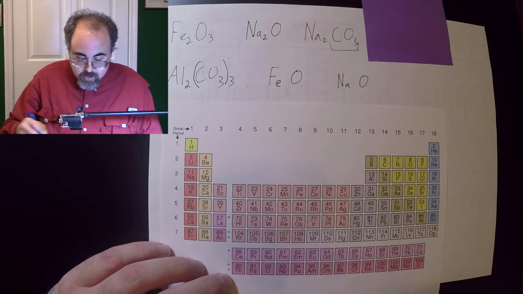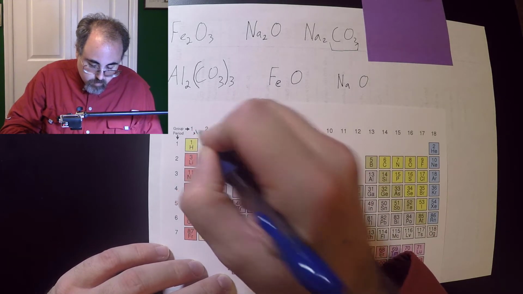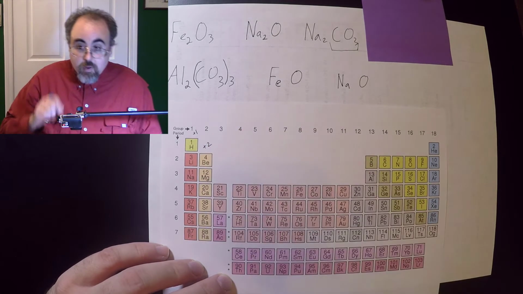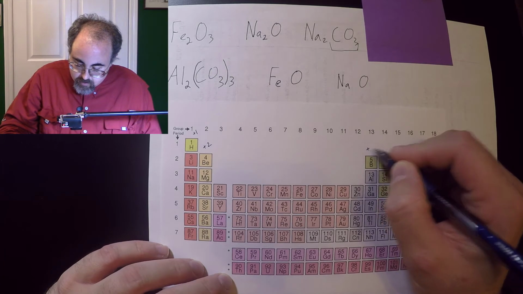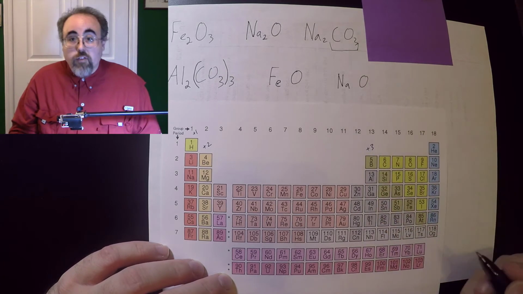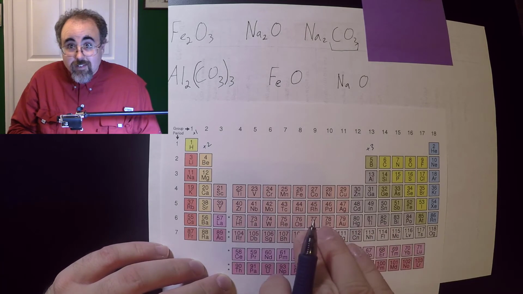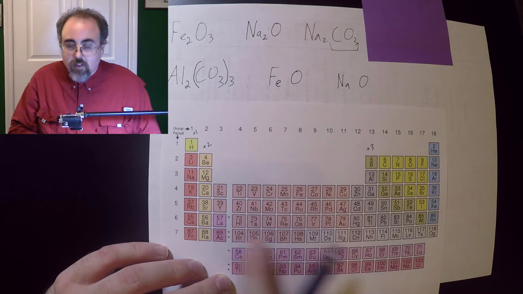So on my periodic table, group 1, these typically form +1 cations. Group 2 typically forms +2 cations. Group 13 typically forms +3 cations. Notice how I skipped the middle. Notice how iron's in the middle. This is why we're skipping the iron oxide to start with. Transition metals do weird things.